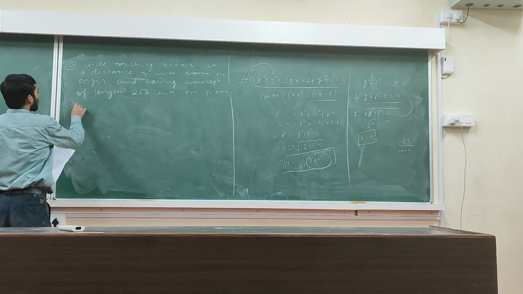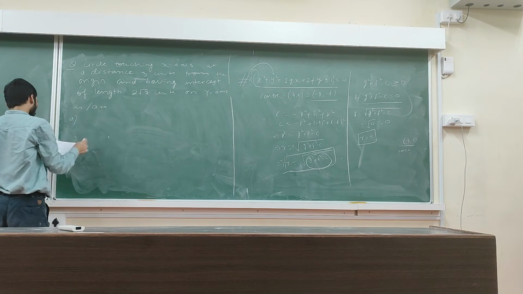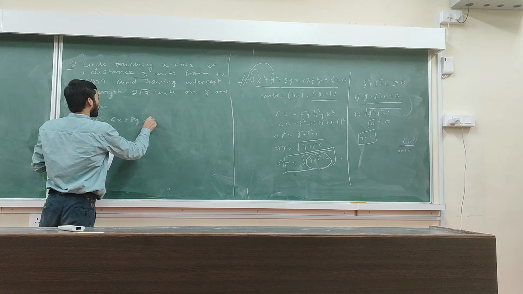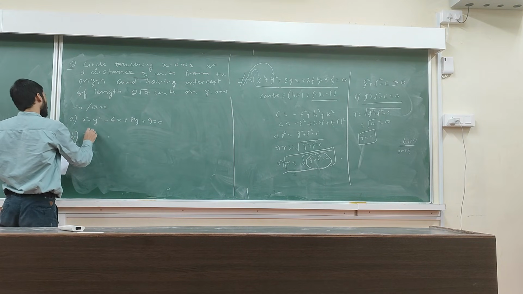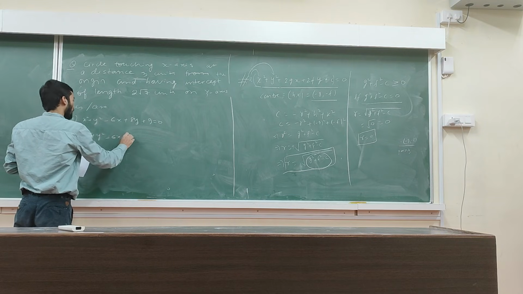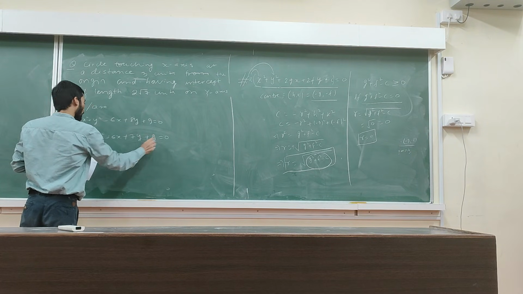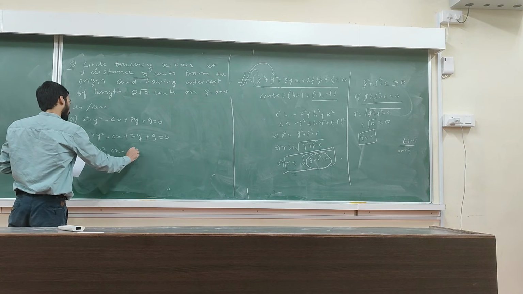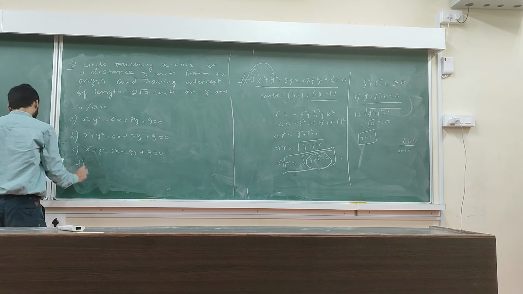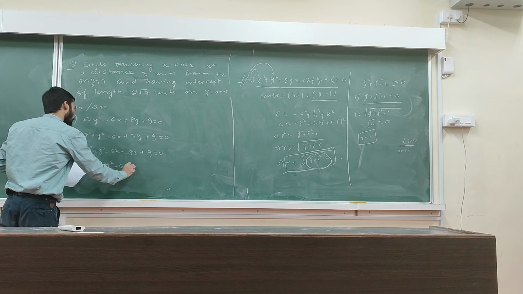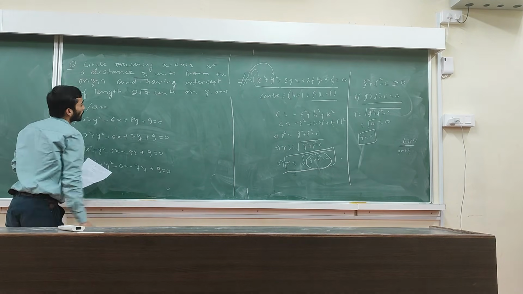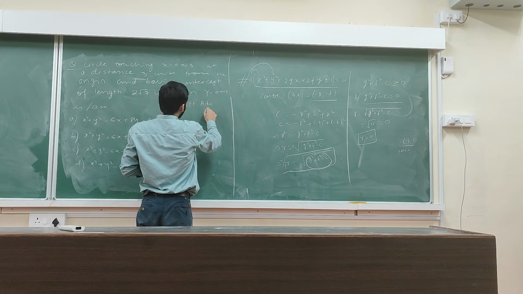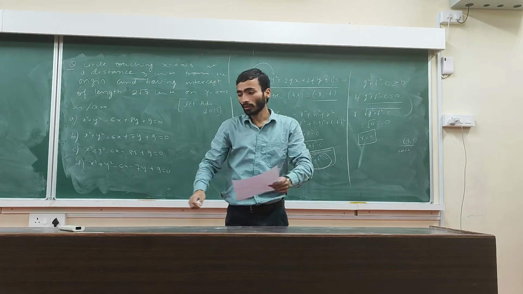The options: there are four options. First option is x square plus y square minus 6x plus 8y plus 9 is equal to 0. B option is x square plus y square minus 6x plus 7y plus 9 is equal to 0. C option is x square plus y square minus 6x minus 8y plus 9 is equal to 0. And D option is x square plus y square minus 6x minus 7y plus 9 is equal to 0. This is the question from JEE Advanced 2017. So now we are going to solve this question.